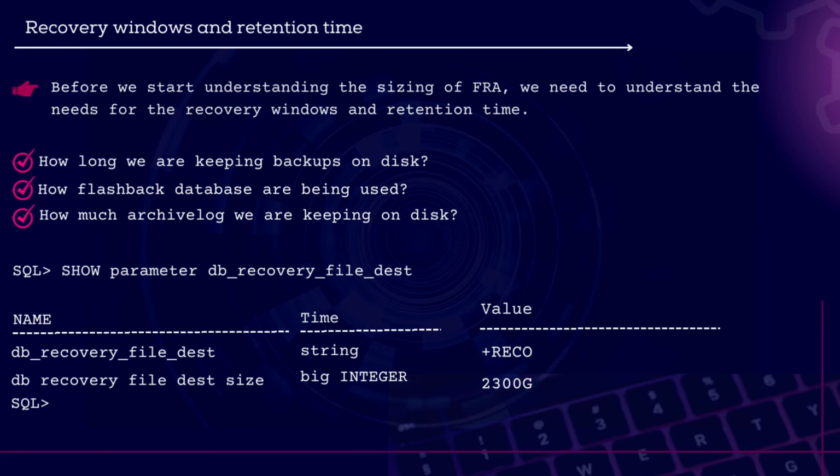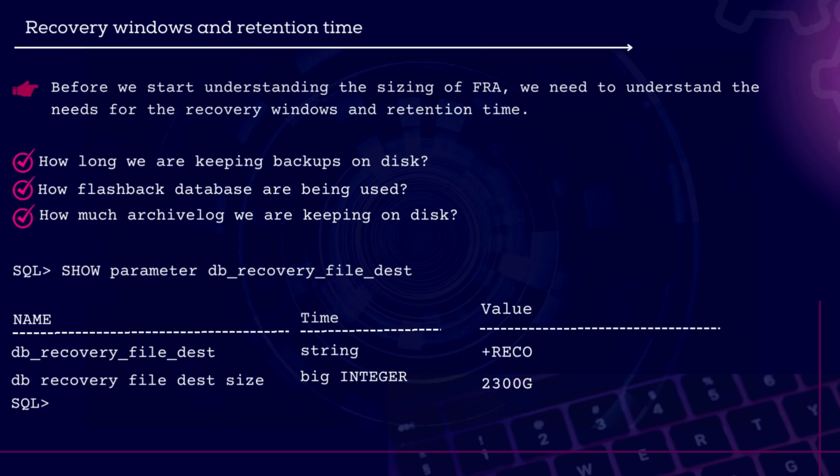So we need to specify the destination of the FRA. There will be one location and it will manage internally all the types of files in different folders. Oracle automatically creates the different folders for the backup, for the Archivelogs, for the flashback log, as soon as we provide the one location. In this example, you see the destination is Rico, right? So plus Rico is one of the ASM disk groups on which the FRA is configured.